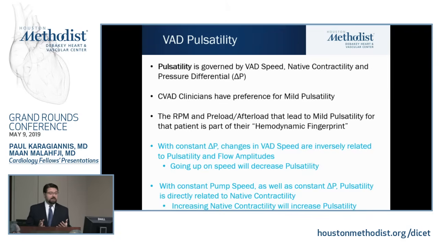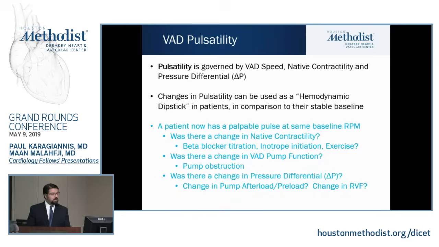So if you have a heart that is either recovering on the VAD, say, or appropriately afterload reduced, it'll have a little bit better contractility, higher stroke volume crossing the valve, and that'll be reflected in waveform pulsatility. So this just highlights some examples of how this would look. You could have a change in native contractility from beta blocker titration, inotrope manipulation, or even exercise.